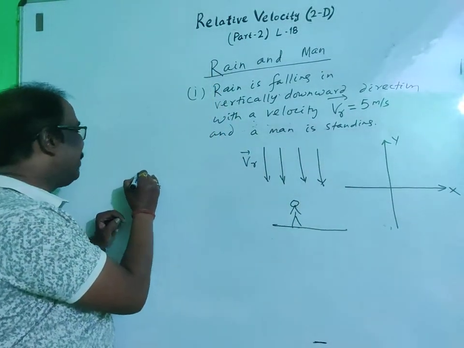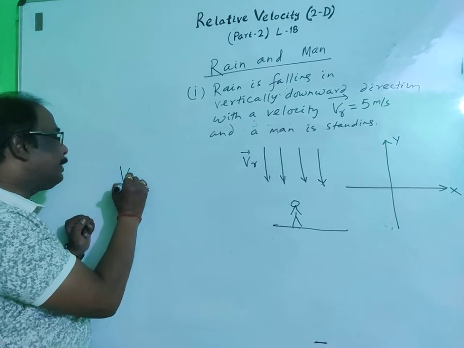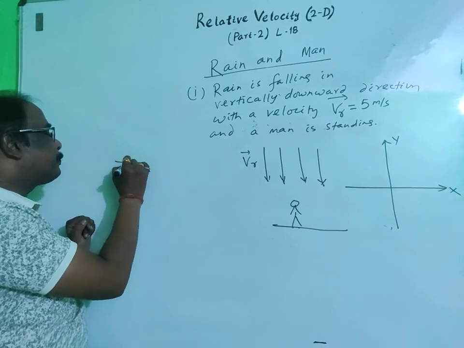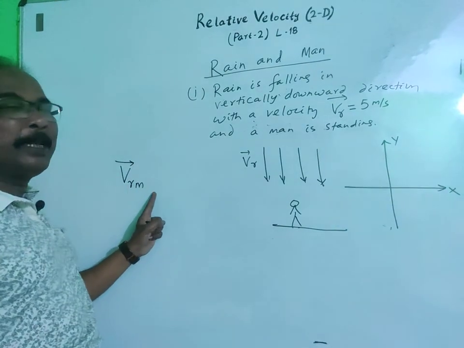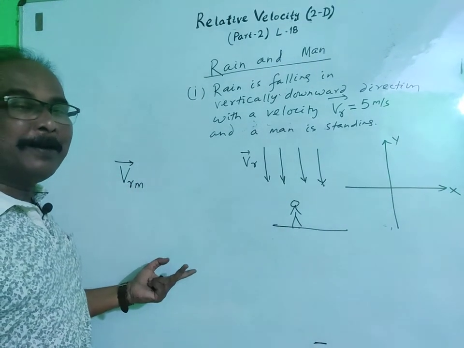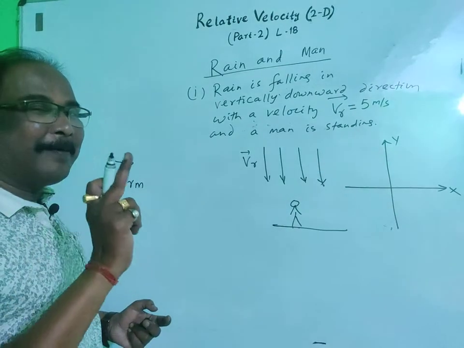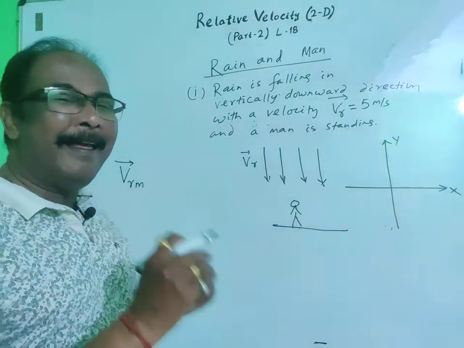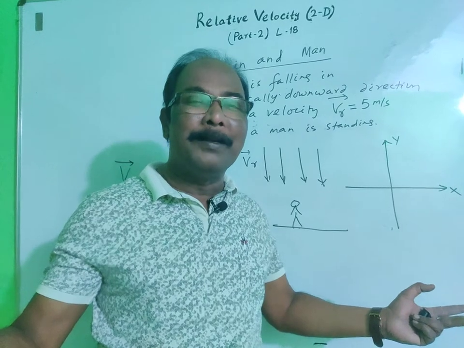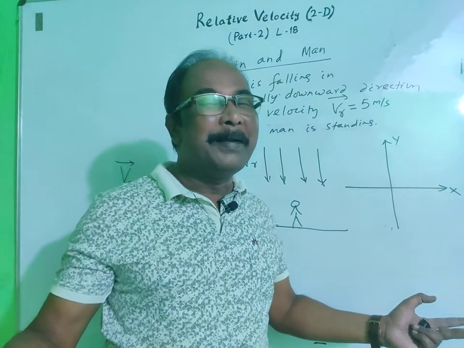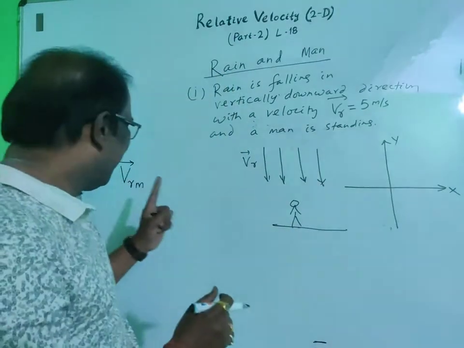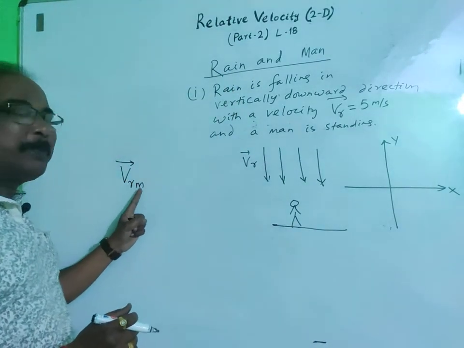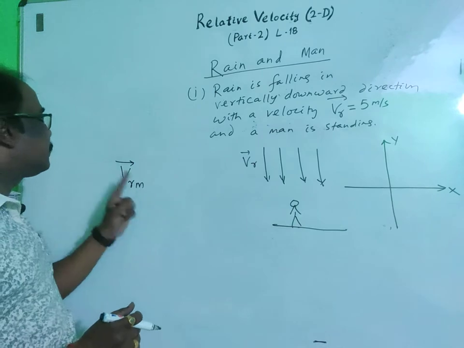In this case, we have to find the velocity of rain with respect to man. Then who is the observer? Rain can never be an observer. Can rain observe? No. Man is the observer. So the velocity of rain with respect to observer means with respect to man.